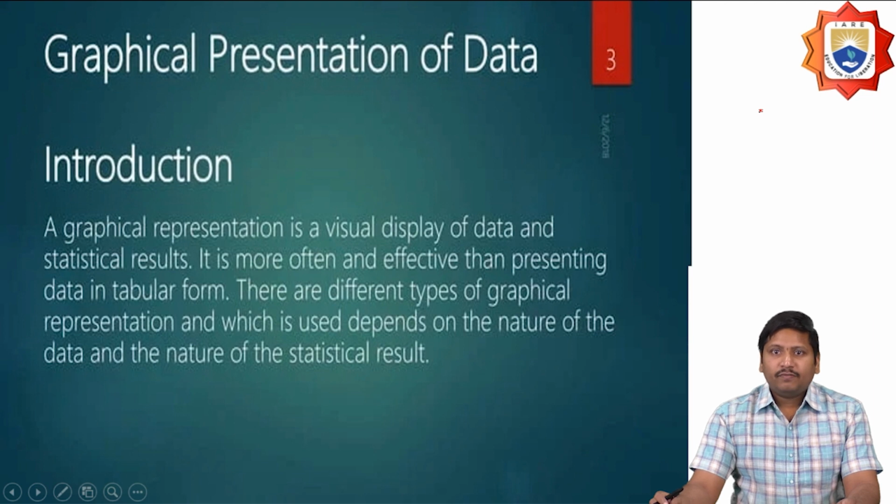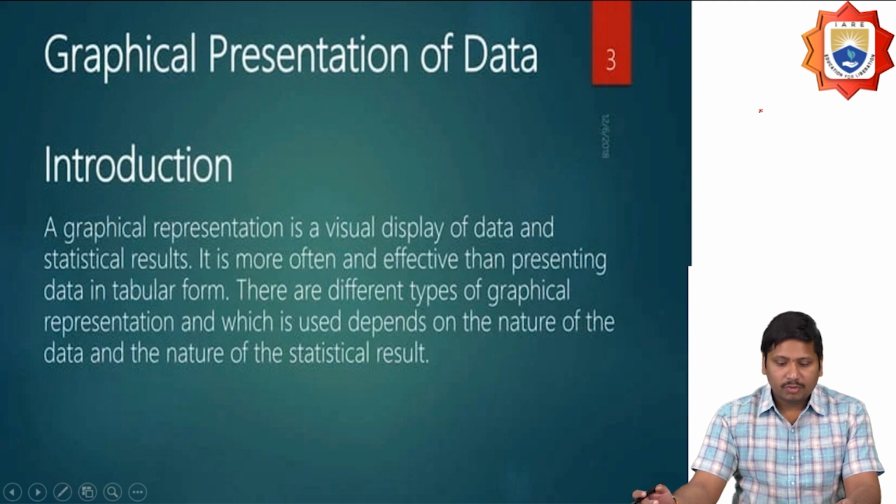When it comes to graphical representation of data, it is the visual display of the data, which presents statistical results. It is often more effective than presenting the data in tabular form. There are different types of graphical presentation, which are used depending on the nature of the statistical result.